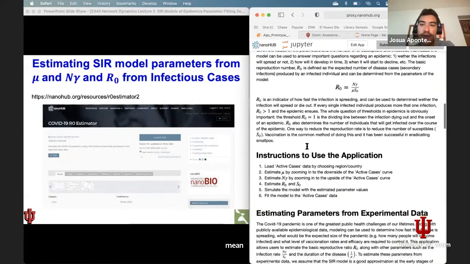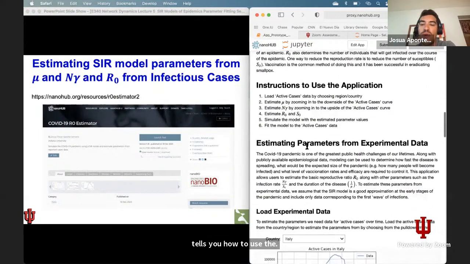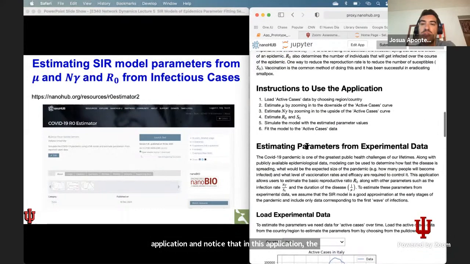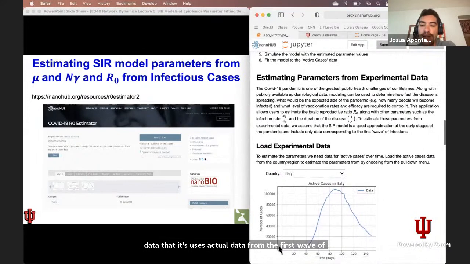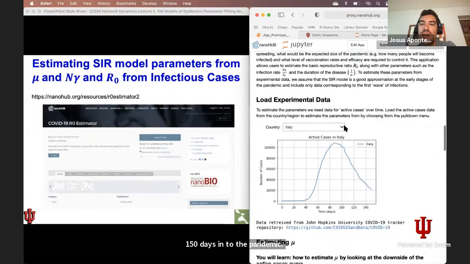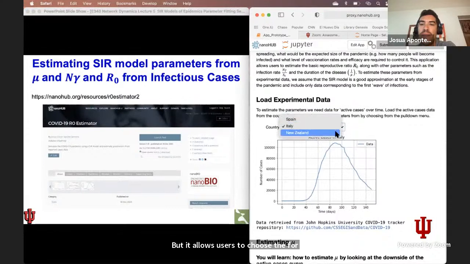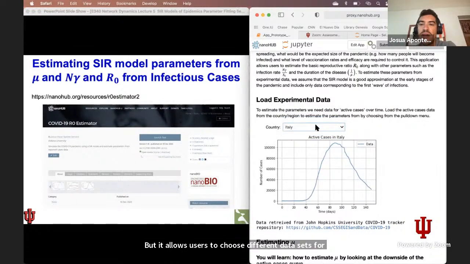It tells you how to use the application, and notice that in this application, the data used is actual data from the first wave of the COVID-19 pandemic. So notice it was around 150 days into the pandemic. So it was pretty early. But it allows users to choose different data sets for New Zealand, Italy, and Spain.